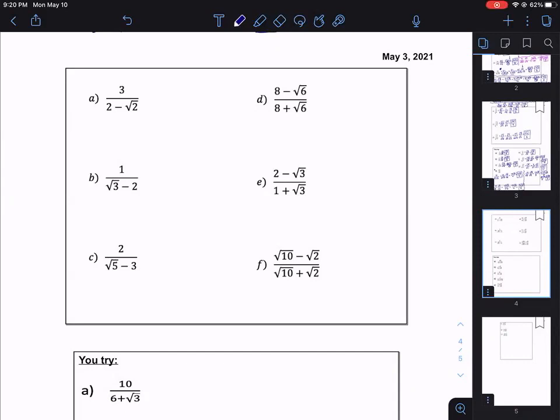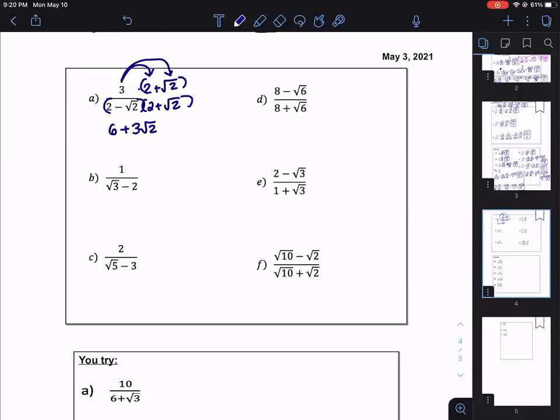D, E, and F are a little bit more intense because they have binomials top and bottom, but we always use the conjugate of the denominator. So we're going to use parentheses around our binomials. Now, let me explain that in the numerator, we will distribute. So we get 6 plus 3 radical 2.